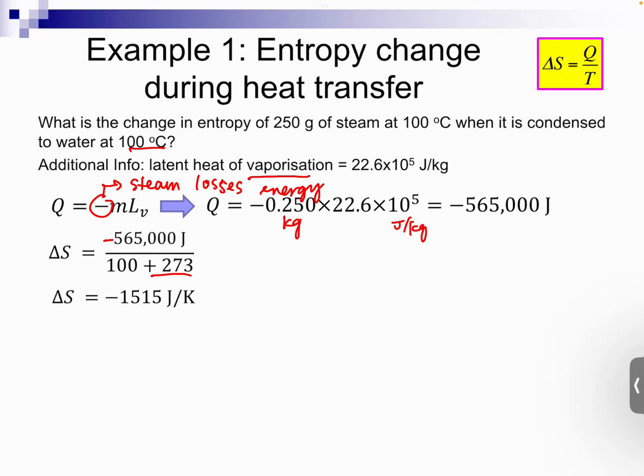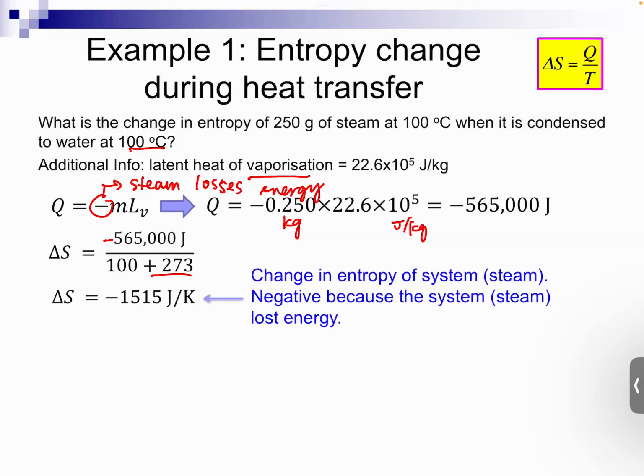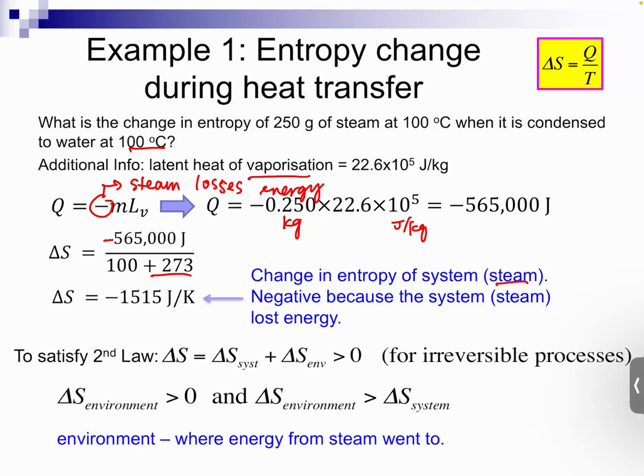Right, it is possible to have a negative change in entropy. As we've seen here, it's the case where the system loses energy. Okay, this is the change in entropy of the steam. The steam is the system in this case, and it's negative, as I said, because it lost energy. But overall, the total change in entropy should be greater than 0. Okay, you get a negative change in entropy. It doesn't mean that the second law of thermodynamics is violated because it's not greater than 0.